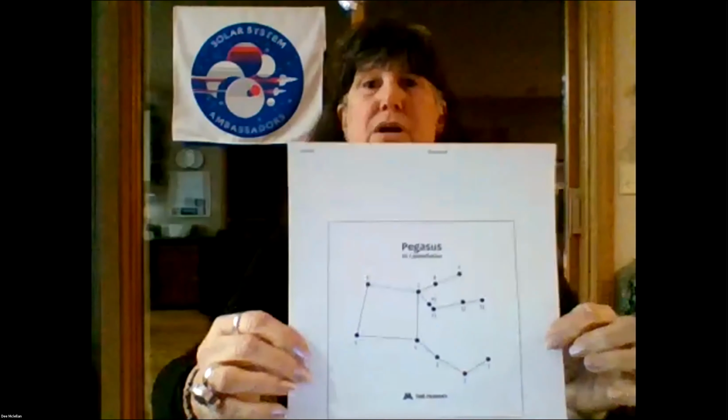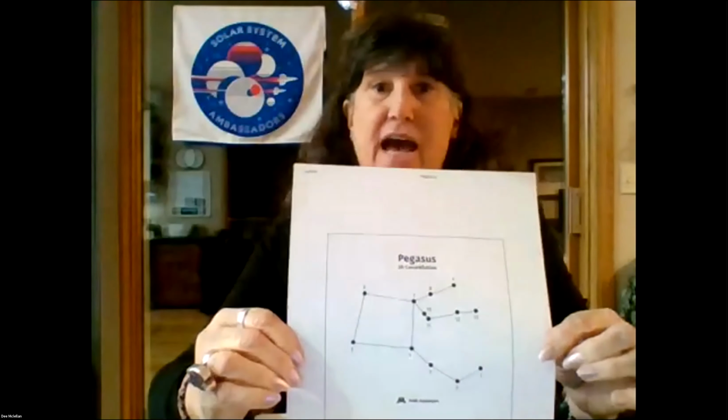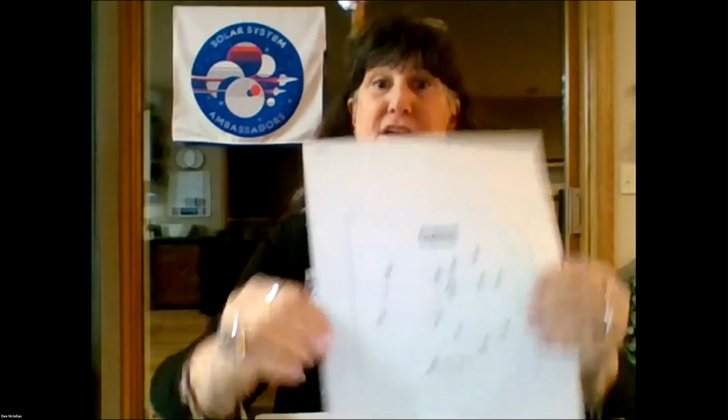Now, there are no lines in the sky. When you look up there, you are only going to see the stars. We have to do the lines in our imagination. So let's get started making our constellation of Pegasus.